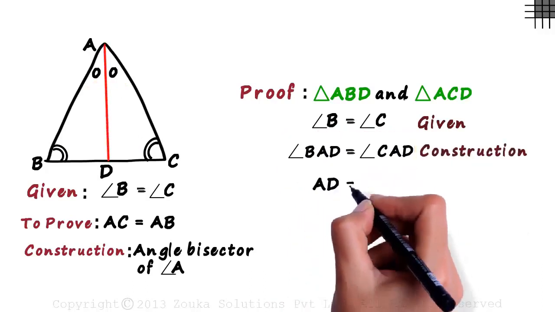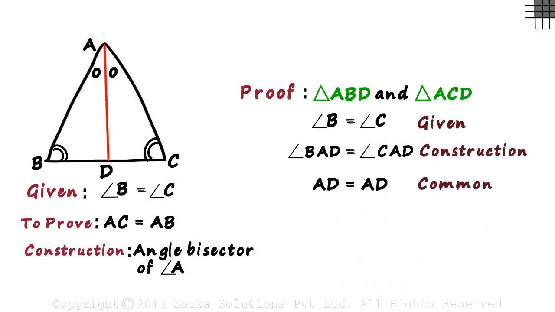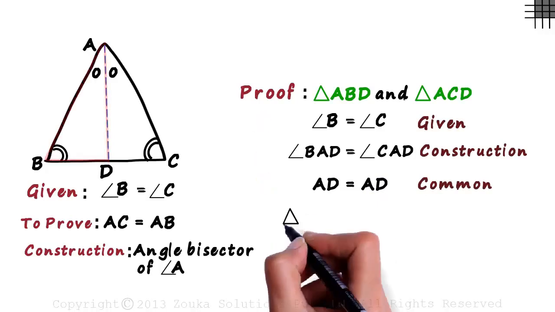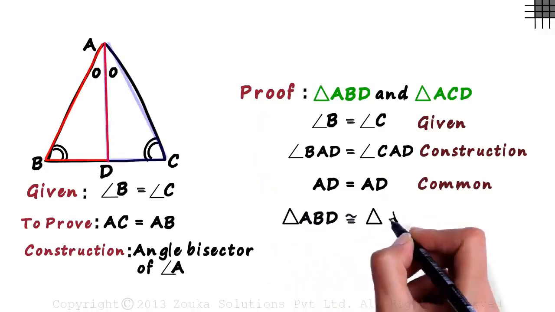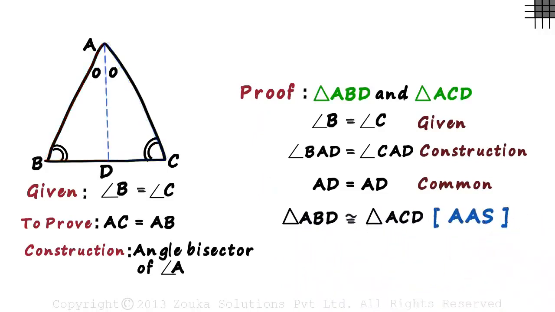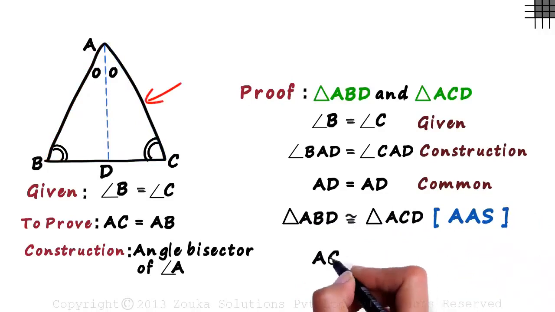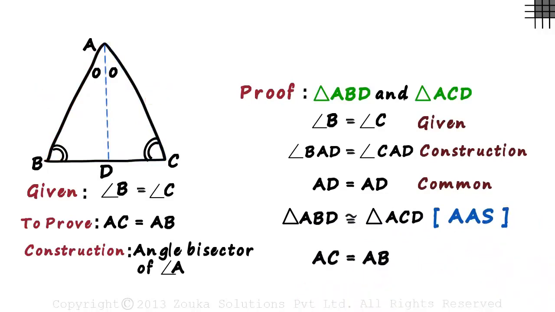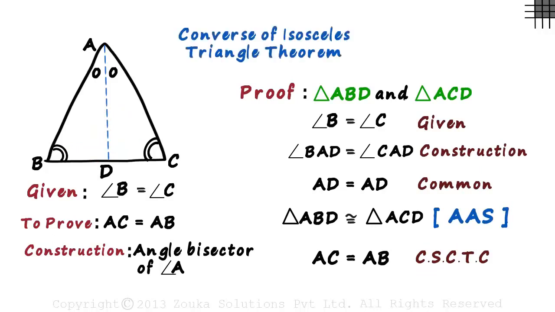And side AD is equal to side AD as it's the common side to both triangles. We clearly have a case of double AS. Triangle ABD is congruent to triangle ACD by double AS congruence. And we finally get AC equal to AB as they are corresponding sides of congruent triangles. We can write it as CSCTC. Corresponding sides of congruent triangles are congruent. If two angles in a triangle are equal, then the sides opposite them will also be equal. That's the converse of the isosceles triangle theorem.